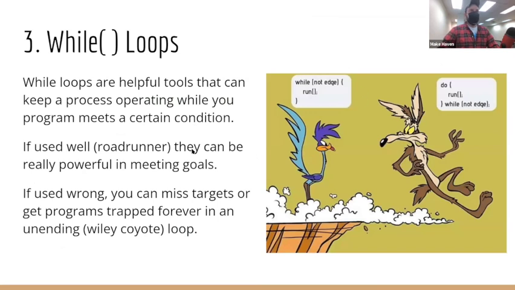Then there's while loops. These are interesting. They can also be the fastest way to break an Arduino, but they're super helpful. And the comparison is here with the Roadrunner and Wile E. Coyote. While not at the edge, run. And in this case, do run, but while not at the edge. So there's a little bit of nuance. It's a fun coder joke. If you're way into the code pieces, it's neato. But basically, he's checking to see if he's at the edge all the time, and if he's not, then he keeps running. He's running, and then if he realizes he's at the edge, he stops, which is exactly how these two relate to each other all the time.